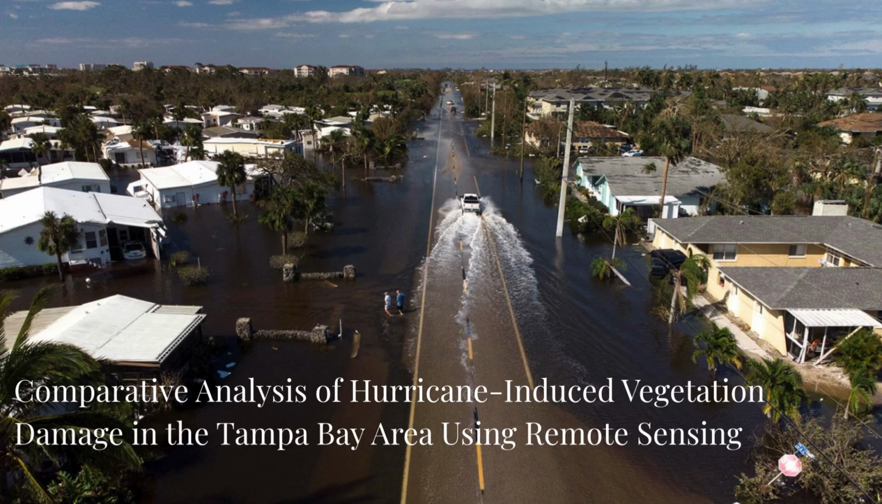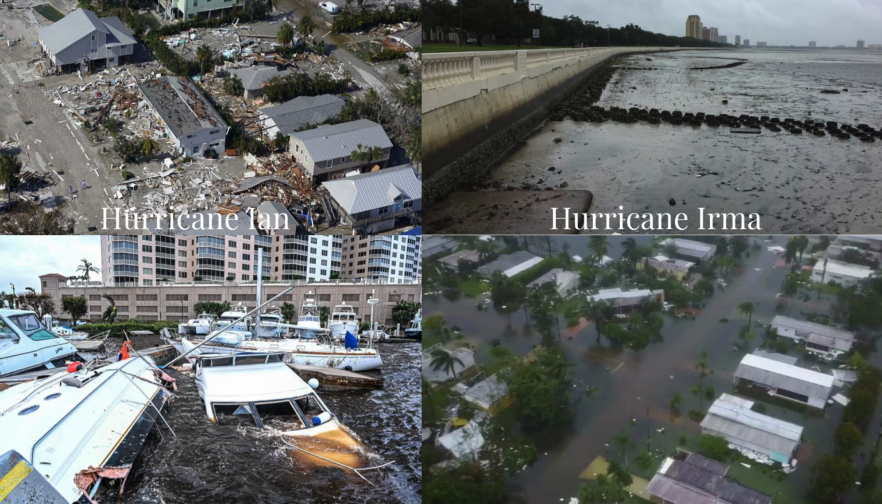So, with this project, I'm attempting to analyze and compare vegetation damage caused by two different hurricanes, Hurricane Irma and Hurricane Ian, using Sentinel-2 satellite imagery. The objective is to quantify and map vegetation change using NDVI-based differencing to identify areas of no change, moderate loss, and severe damage.